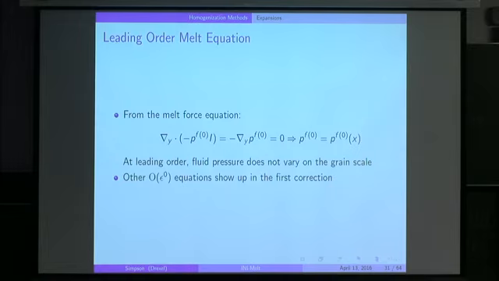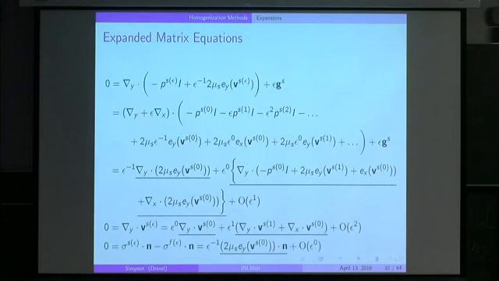So the leading order melt equation is really straightforward. It says the gradient of the pressure with respect to the fast variable is 0. What's the solution? Something that's independent of the fast variable. Fluid pressure, you only see it on the macroscopic scale, as variations on the macroscopic scale. At the grain scale, it's a constant. Of course, this is up to some additive constant, but that's the fluid pressure. The other epsilon 0 equations will show up in the first correction, which will give us Darcy, and we'll come to the melt equations.